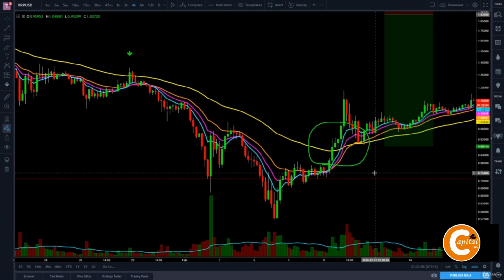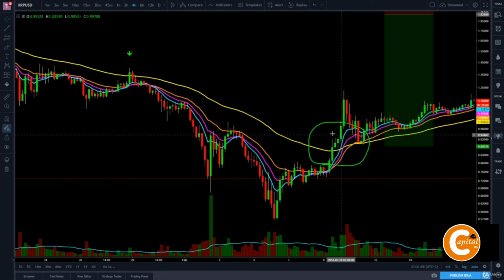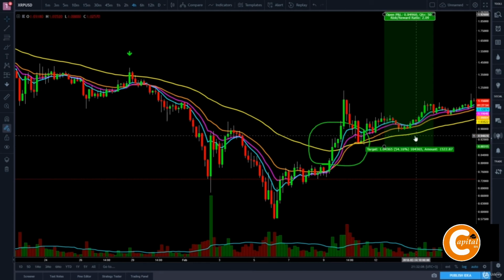that is a signal to enter a buy position right here in this region, because it fits our criteria to enter a position, and in this trade you would have made a 55% gain in just 30 days by just following this very simple strategy.